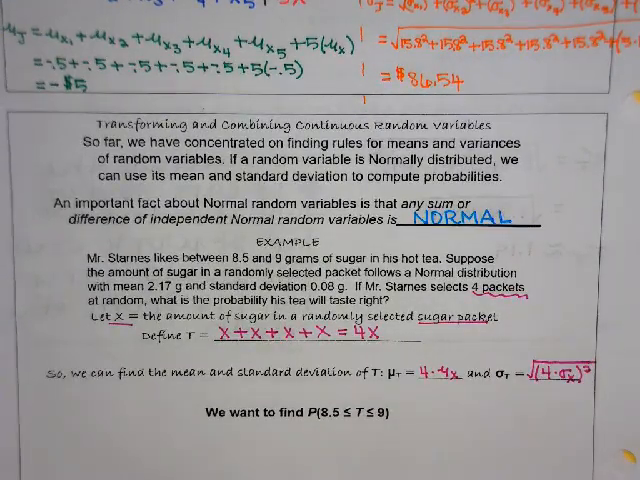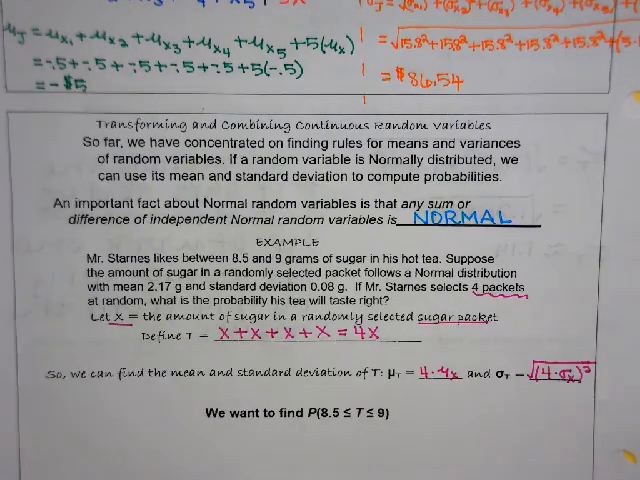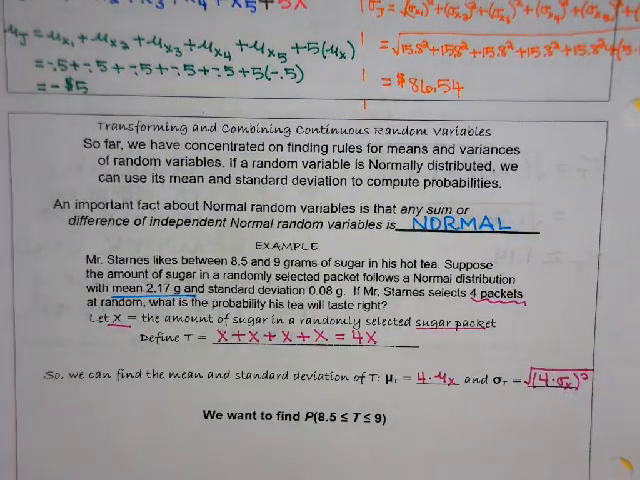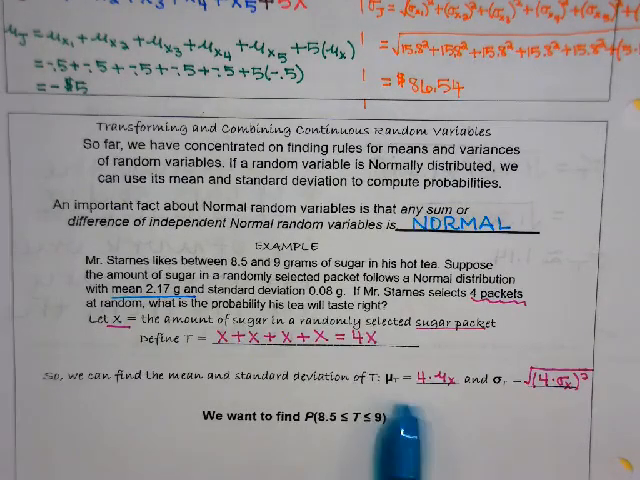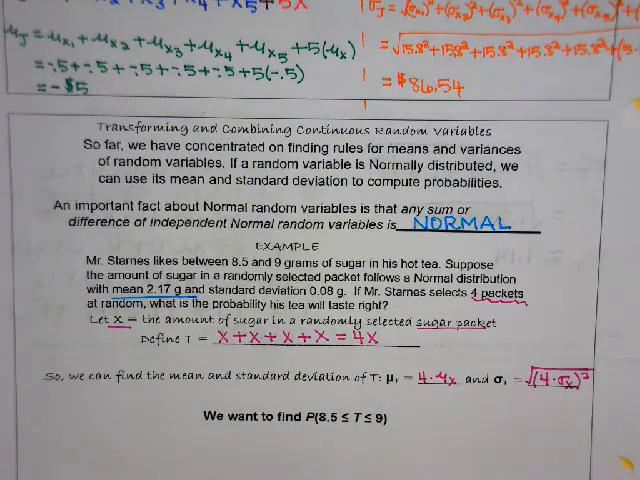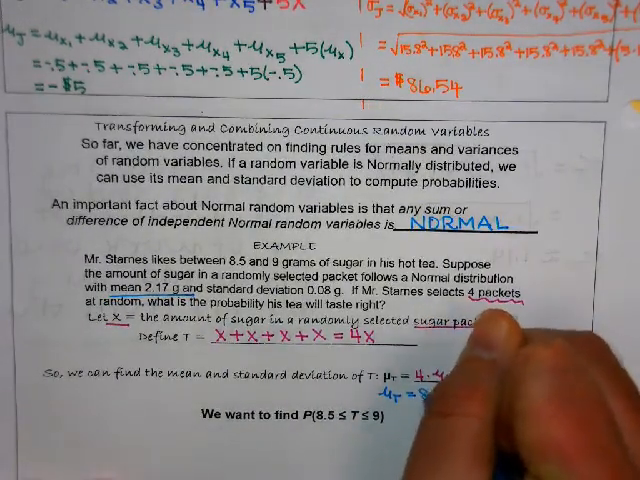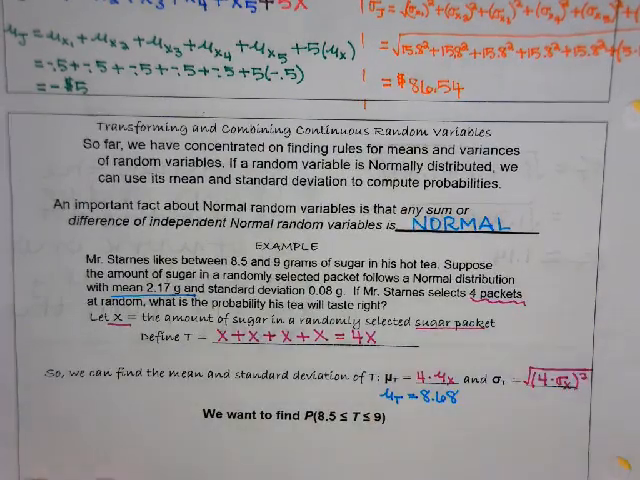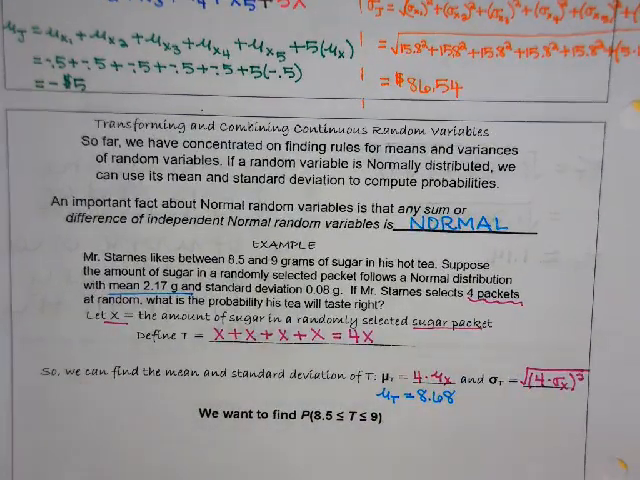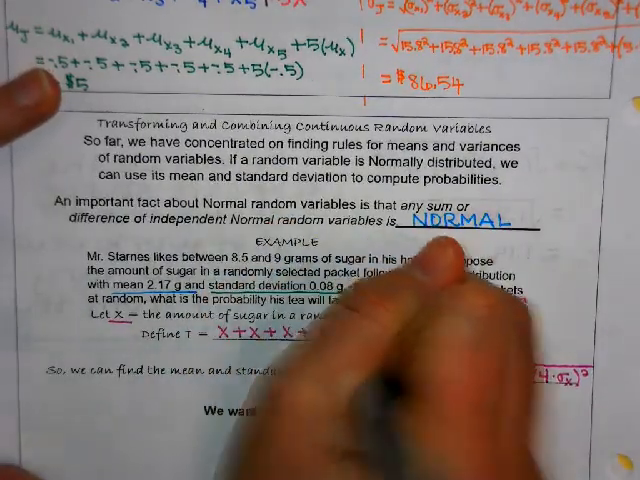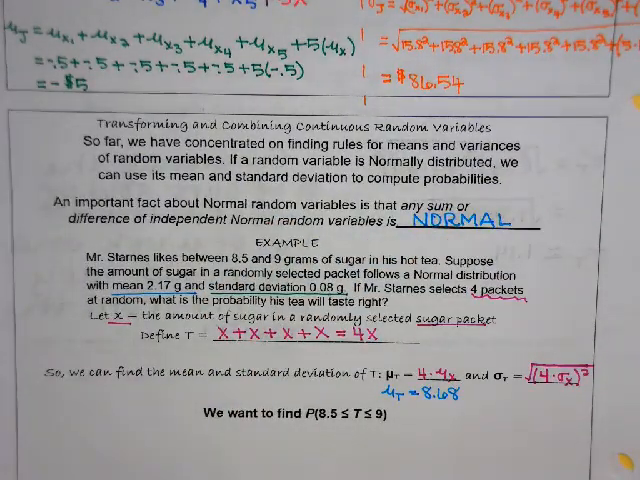If we know the mean of x, it's 2.17 grams. What's the mean of t? What's 4 times 2.17? 8.68. And the standard deviation of x is 0.08. So we're going to take 0.08 times 4, square it, then square root it. What do we get?